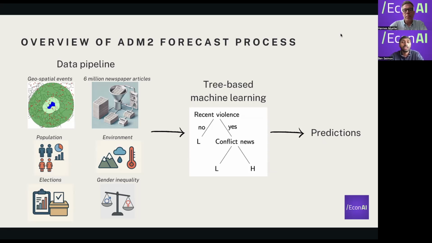In the same way, we may also see things around economics or health, which might be a precursor to decreasing risk. Finally, we have population data and environment data. Environment data relates to temperature and precipitation.